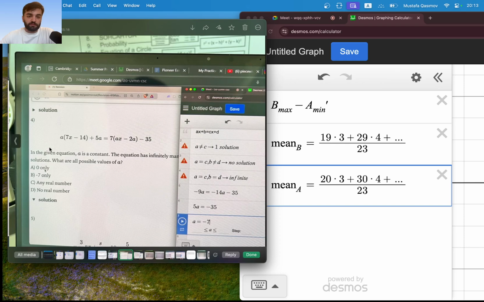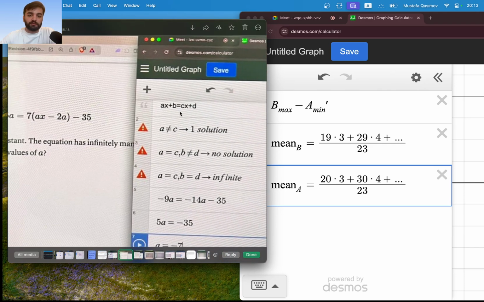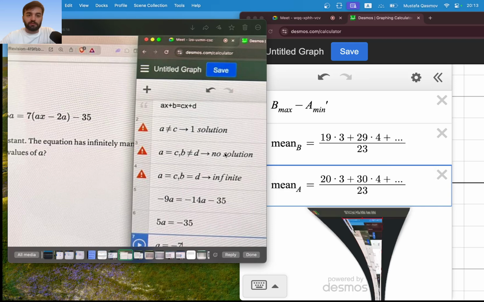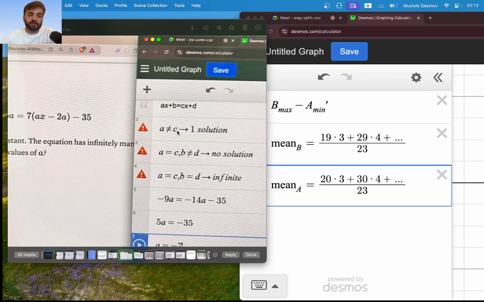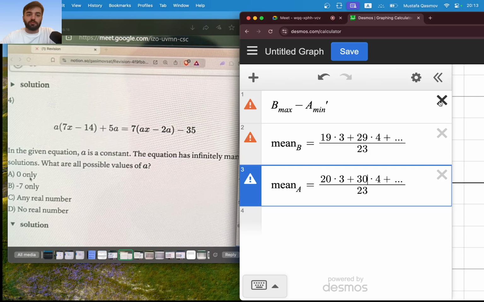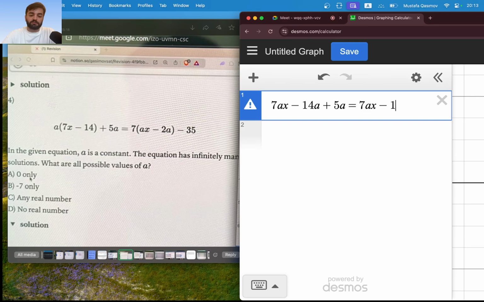We have this one. Okay, you have to think of it like this. You have to think of this formula. When A is not equal to C, it means that there is one solution. When A is equal to C, it is no solution. And when all of them are equal to each other, it is an infinite number of solutions. So you have to open it. When you open it, it will be like this: 7ax minus 14a plus 5a is equal to 7ax minus 14a minus 35.